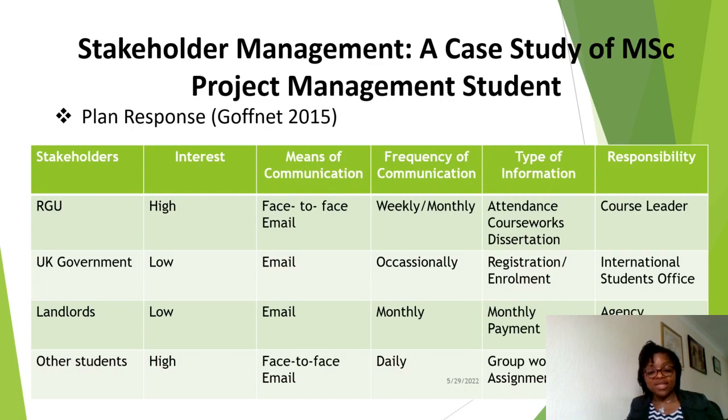So we can see from the slide, the stakeholders that have been selected for this activity. We have the RGU, UK government, and the landlords. For instance, RGU have high interest in your education, and the means of communicating with them is face-to-face or email. The frequency of the communication is weekly or monthly. What are the types of information that is required from you to them? This includes your regular attendance, your coursework, and your dissertation. Who is responsible for all this? Your course leader.